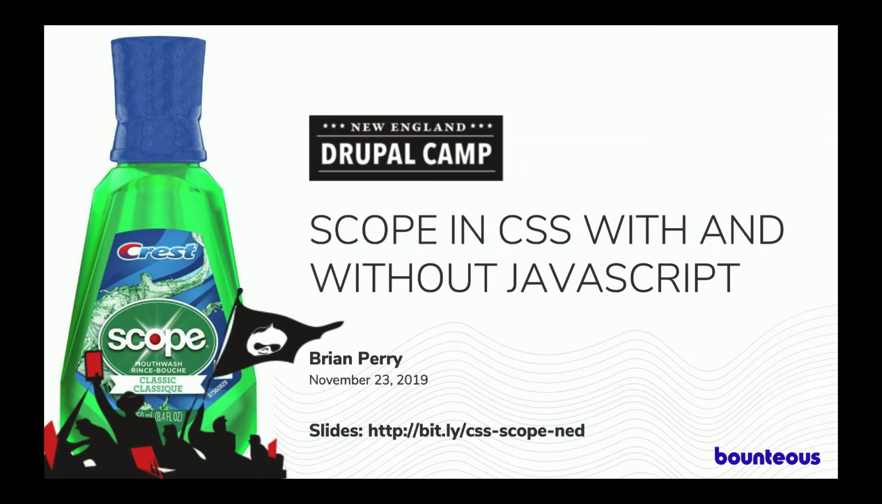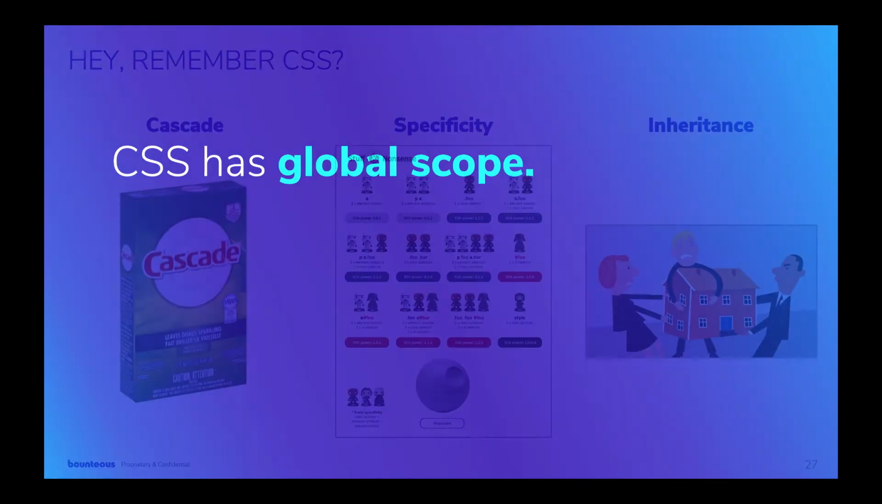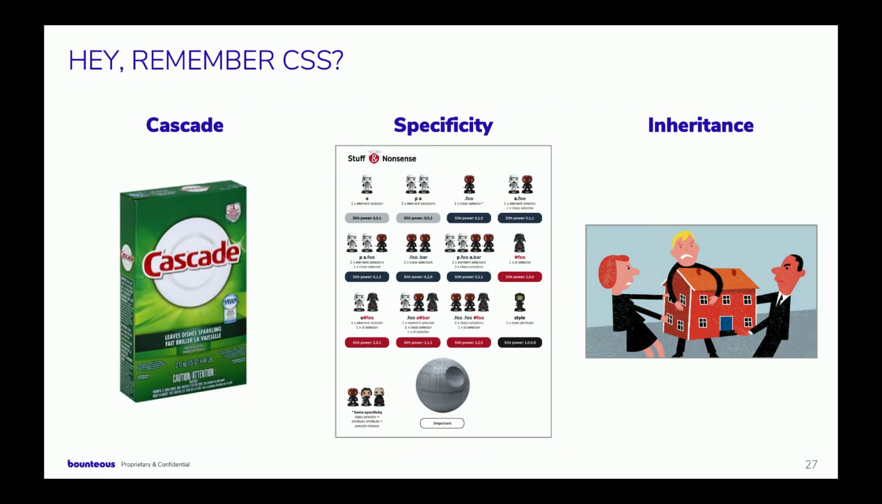So this is scope in CSS with and without JavaScript. CSS has global scope. Remember CSS? We talked about all the things that kind of give it superpowers, like the Cascade, specificity, and inheritance, which obviously is represented by 3 people fighting over a house.